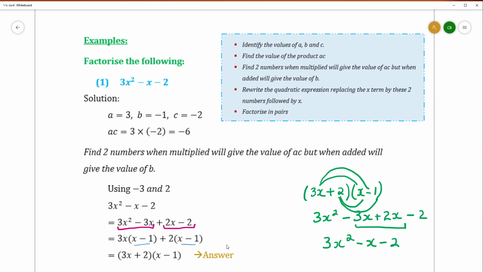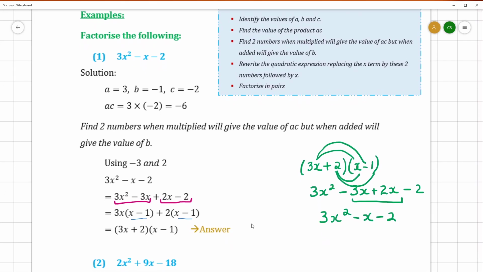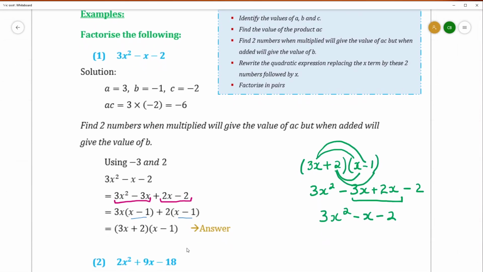We are going to look at another example. The question is written here. Question 2: 2x squared plus 9x minus 18. If you would like to attempt this question on your own, feel free to pause the video for a minute and try it, and then you can press play and see the solution. If not, we can discuss the solution as well.